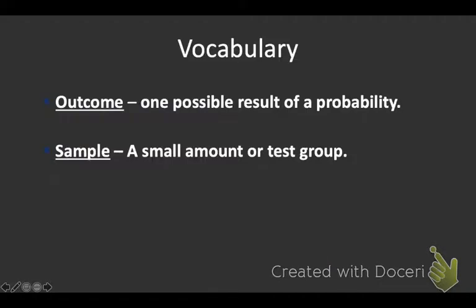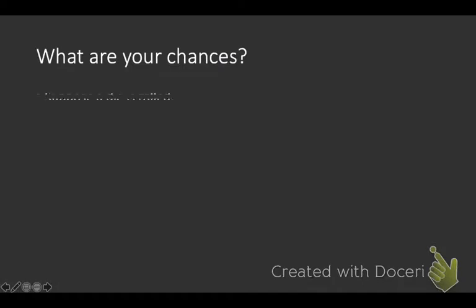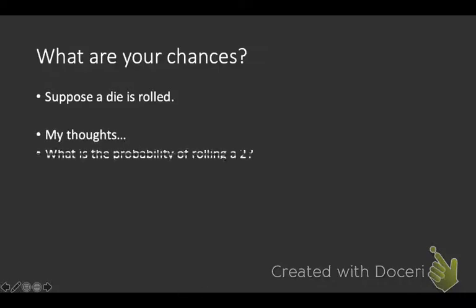Some other vocabulary. Outcome is one possible result of a probability. Sample is a small amount or test group. So what are your chances? Suppose a die is rolled, and we're going to assume this is a 6-sided die. All right, what is the probability of rolling a 2?